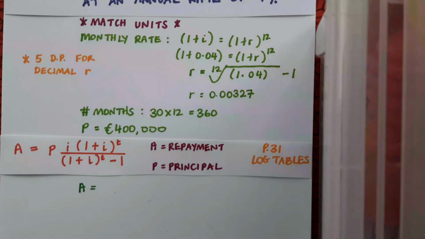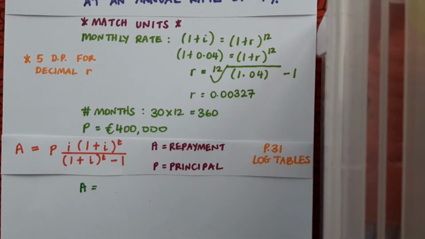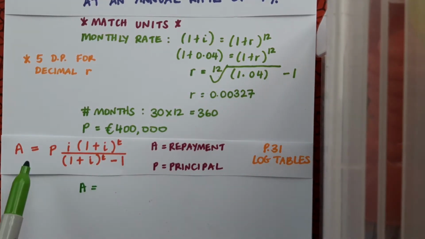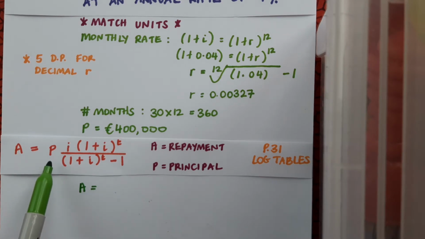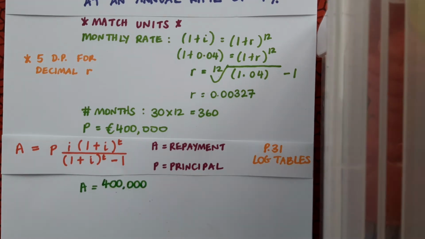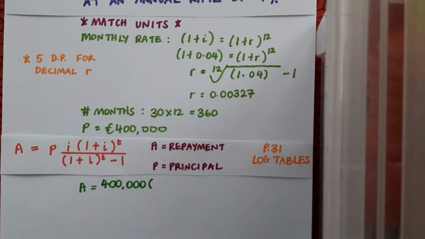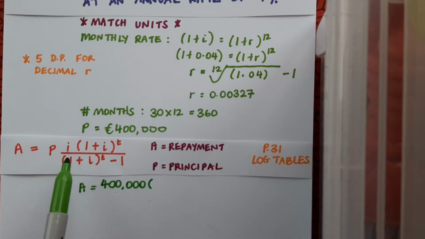Okay. I want to find A, so I'm filling into this formula here. Now notice that in the formula, the P is put out in front, but if you like, you can incorporate it as part of your numerator. Both will give you the same answer. So I'm filling in the P. Now next it says i, and i here represents the rate that I'm working with. So I have everything matched now into monthly units.